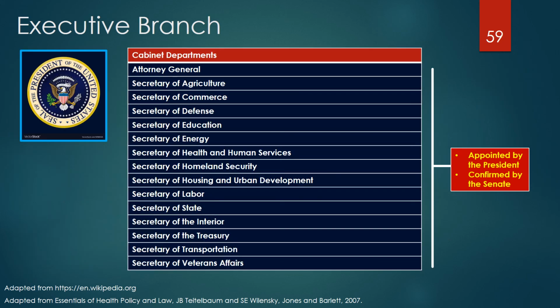In addition to executive office agencies and staff, the President also has 15 cabinet departments whose directors are appointed by the President and require confirmation by the Senate, including the Attorney General, the Secretaries of Agriculture, Commerce, Defense, Education, Energy, Health and Human Services, Homeland Security, Housing and Urban Development, Labor, State, the Interior, Treasury, Transportation, and Veterans Affairs.